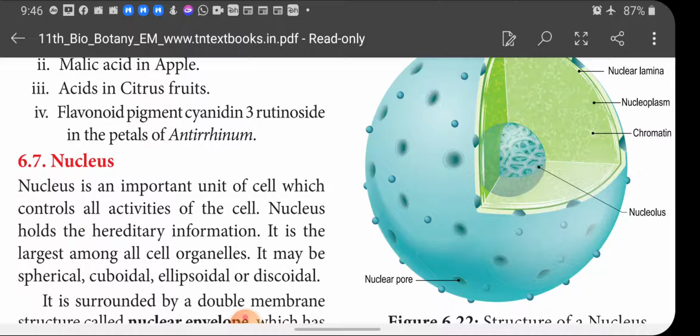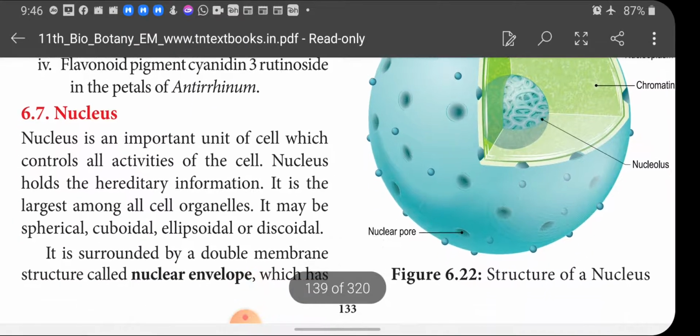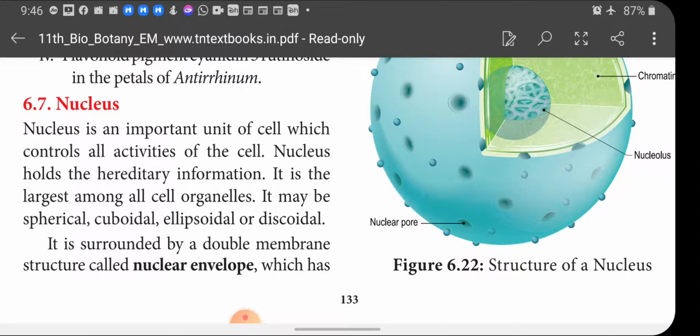In the cytoplasm, we have many cell organelles, whether double membrane, single membrane or non-membrane bound organelles, and many structures and functions take place inside the cell. All the activity of the cell is under the control of the nucleus, so it is called the controlling center of the cell. The nucleus holds the hereditary information. It is the largest among all cell organelles. It may be spherical, cuboidal, ellipsoidal or discoidal in shape, depending on the cell. It is surrounded by a double membrane structure called the nuclear envelope.